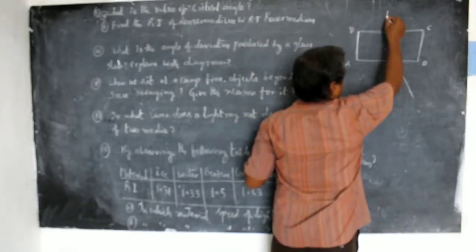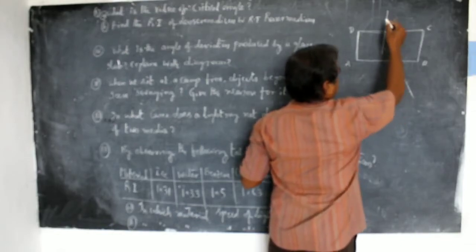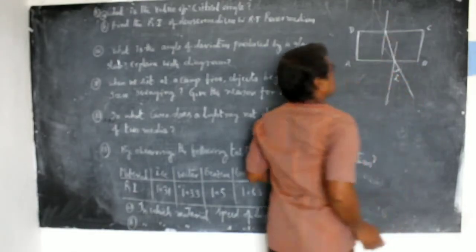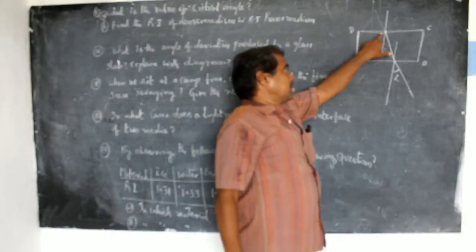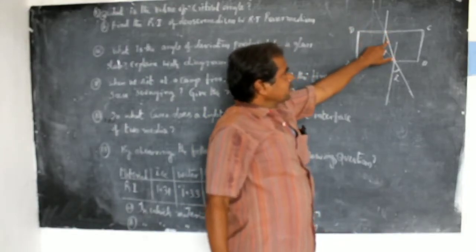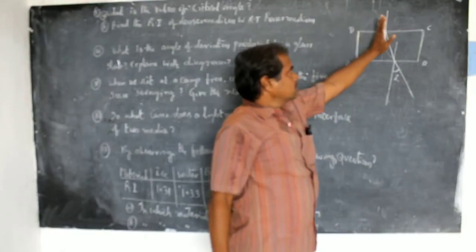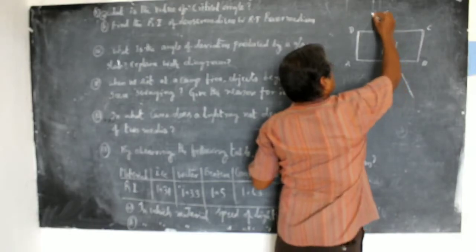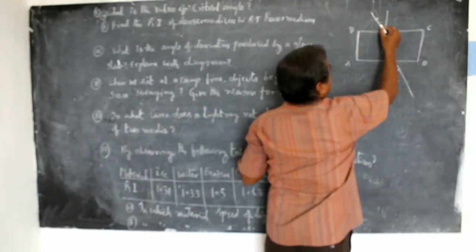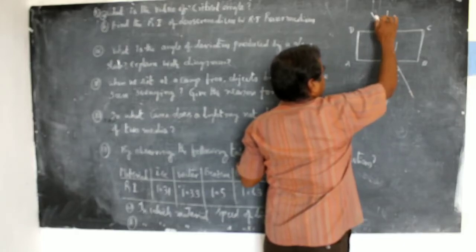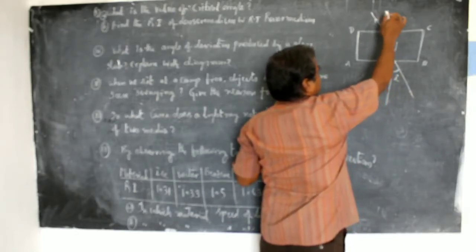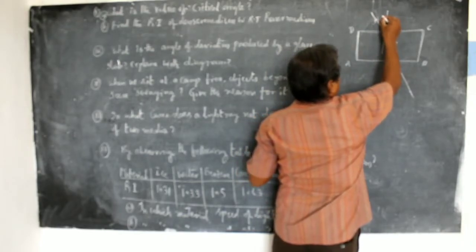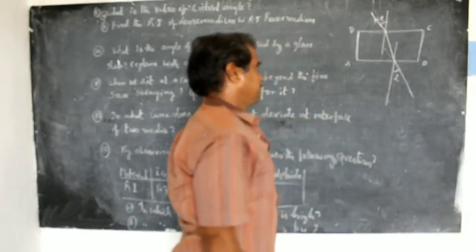Immediately you draw one normal to that point. The original direction of this refracted ray is like this, but according to the definition, refraction occurs again. This light ray moves from denser to rarer. The corresponding refracted ray moves away from the normal, so it moves like this. This ray is called the emerging ray. Measure the angle between the emerging ray and the normal, and this is treated as angle E.